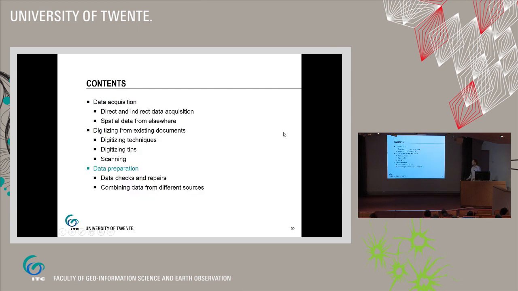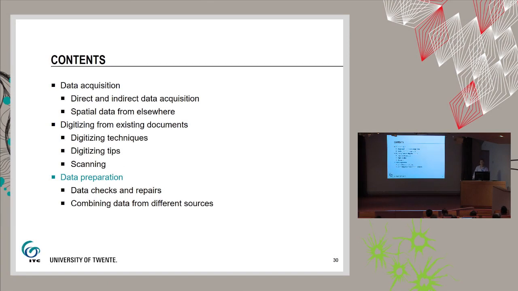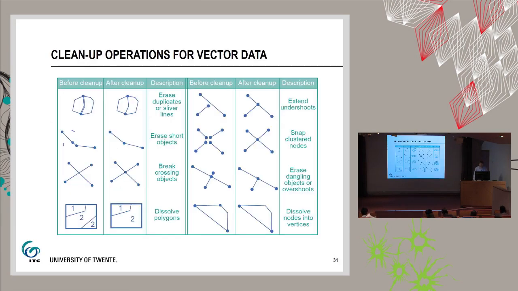Now then, data preparation, that's the last step. These are cleaning operations, but not only cleaning operations, but also, for example, polygon forming and those other things which you have to do after digitizing. So here you have a number of cleanup operations. They are given in your textbook. And these are cleanup operations which are very often needed when you make mistakes.